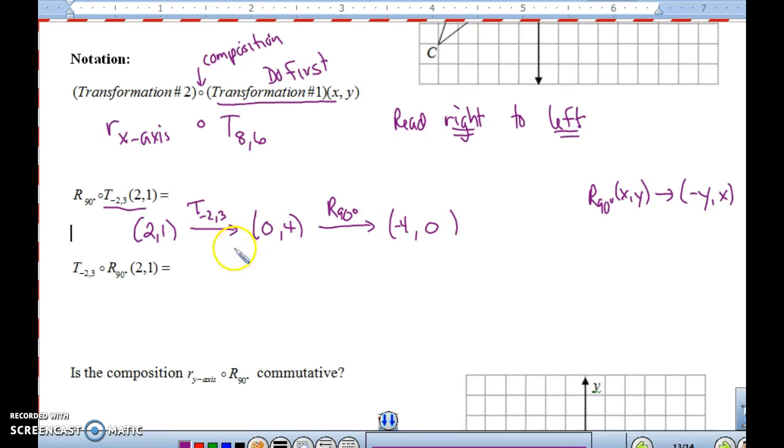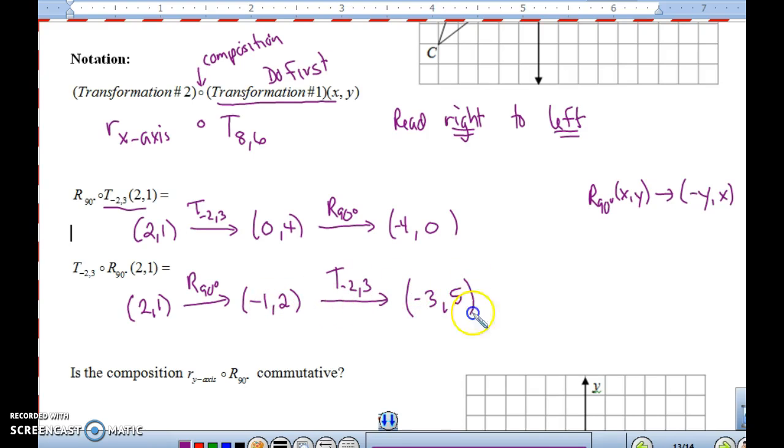All right, now, what if I did the rotation first? If I did the rotation 90 degrees and followed this rule, (negative y, x) would be negative 1, 2. Then I want to do my translation of negative 2, 3. Negative 1 minus 2 is negative 3. 2 plus 3 is 5. Did I end up at the same place when I switched the composition around?